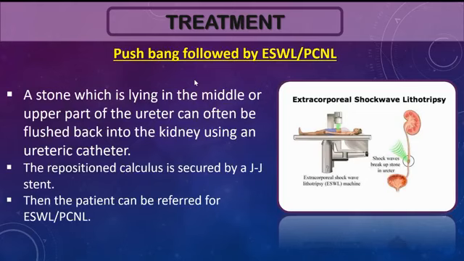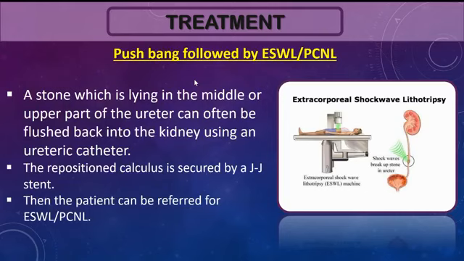Another method is push bank followed by ESWL or PCNL. That means the stone lies in the upper part of the ureter, where handling the stone is very difficult. For that reason, some surgeons prefer this. They push the stone from below with a guide or ureteroscope into the pelvis. Then, whenever the stone has migrated into the pelvis, they put a stent there, so the obstruction is relieved.